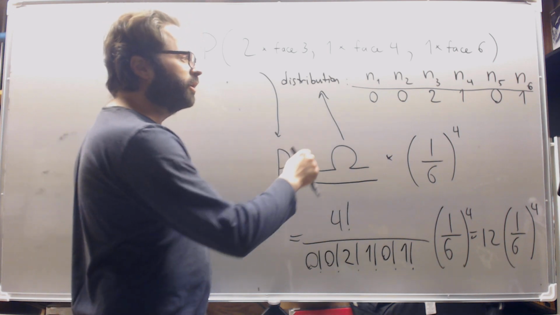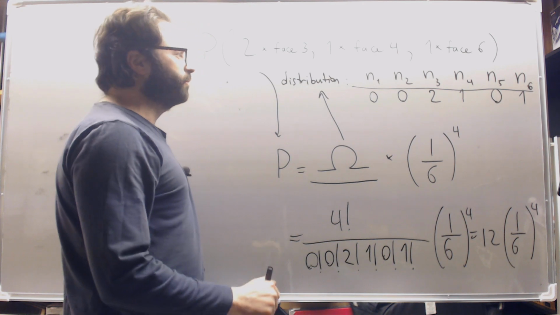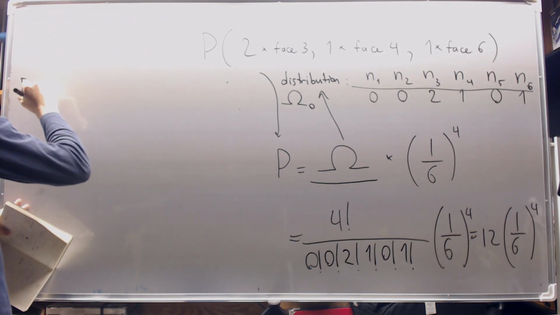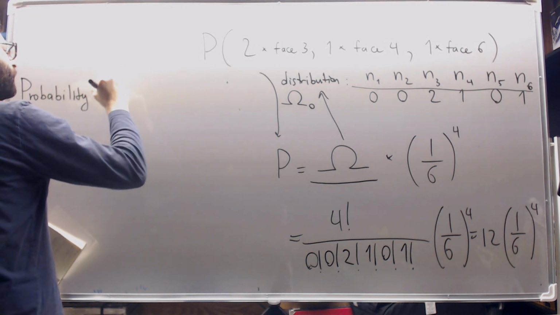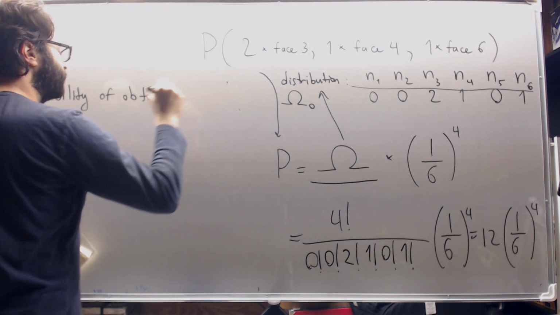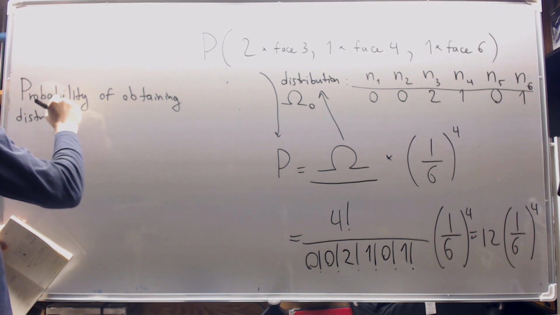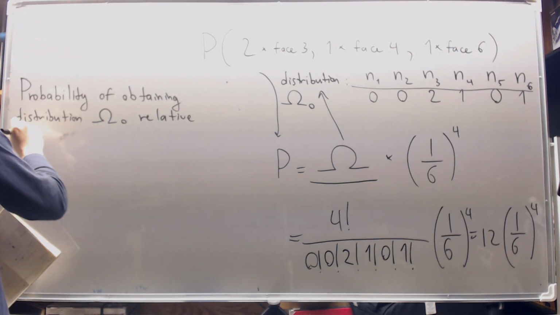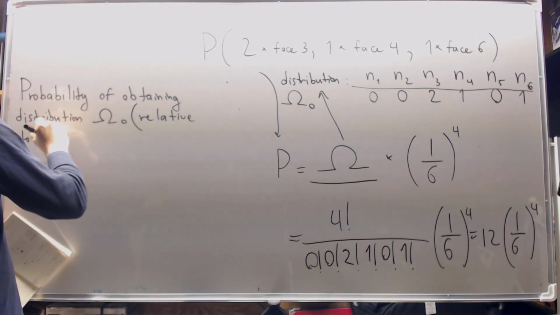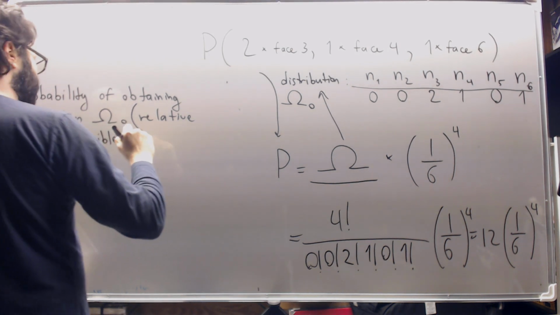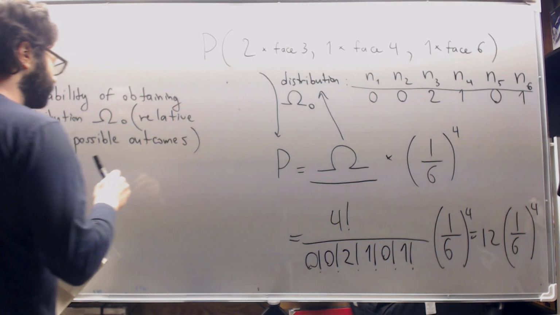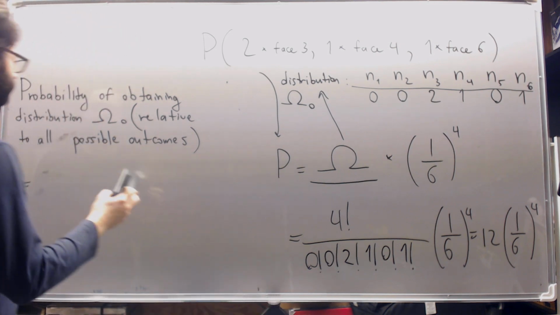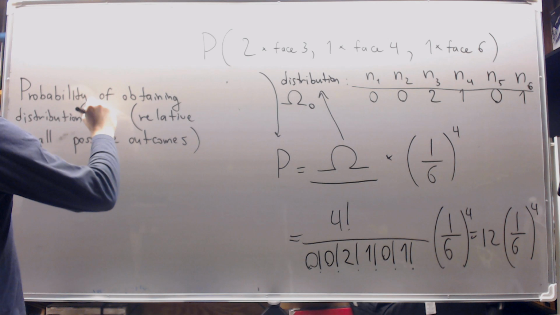But we want to know the probability of this specific occurrence, of this specific distribution. Let's call this distribution omega naught. So what we can also say is the probability of obtaining distribution omega naught, relative to all possible outcomes, right? That probability is the total number of ways this distribution can be achieved. Actually, I shouldn't say this. Distribution, let's just call this distribution 0.